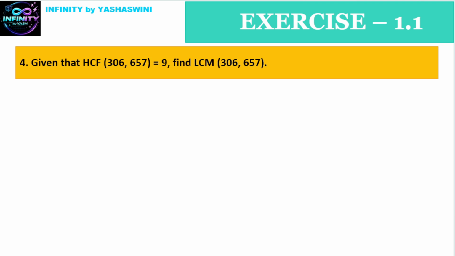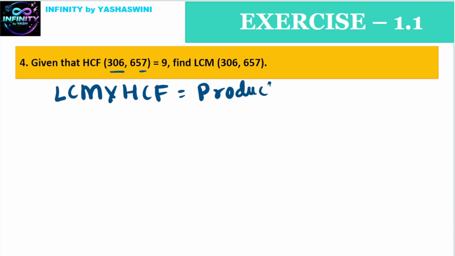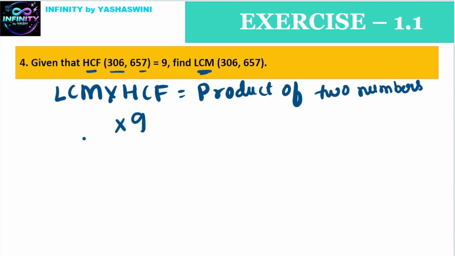Let's solve the fourth problem. Given that HCF of 306 and 657 is 9, find the LCM. When you have the HCF and LCM of two numbers, we know the formula: LCM into HCF is equal to the product of the two numbers. Directly you can apply this. Here, what is the HCF? 9. LCM we have to find, so we don't know what LCM is, write LCM as LCM only.